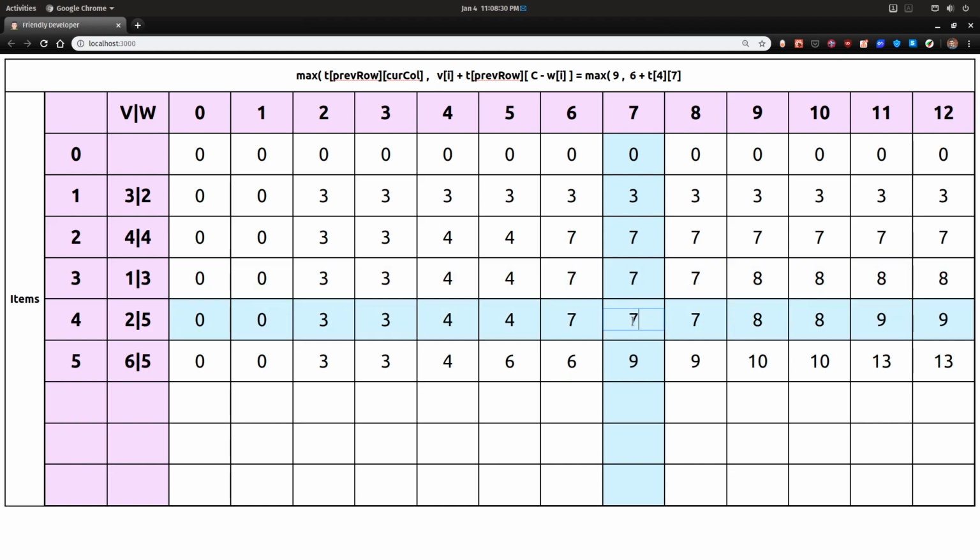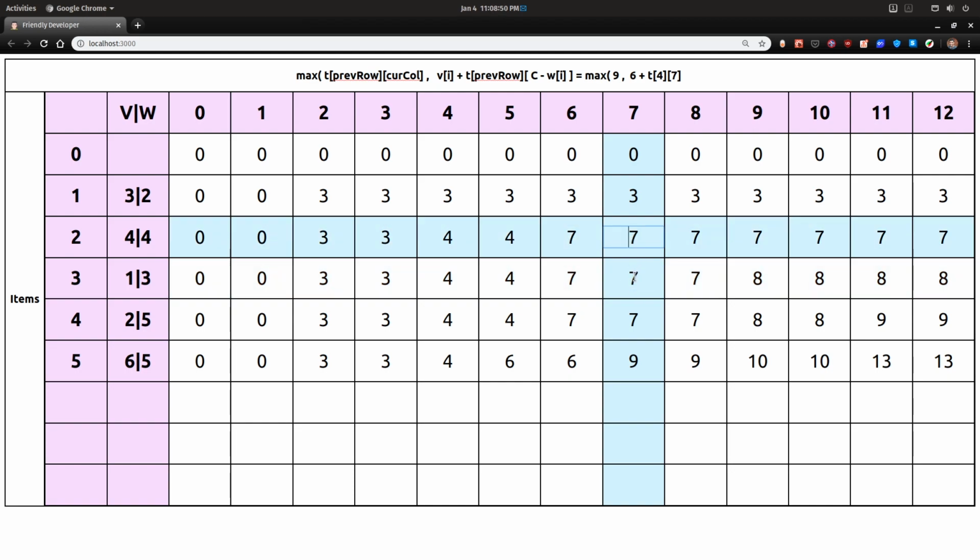That just means we have excluded item number 4. So by excluding the item, we just move to the previous row. Our business with this particular row is over and we move to the previous row. Here also you can see that 7 is equal to the previous row.